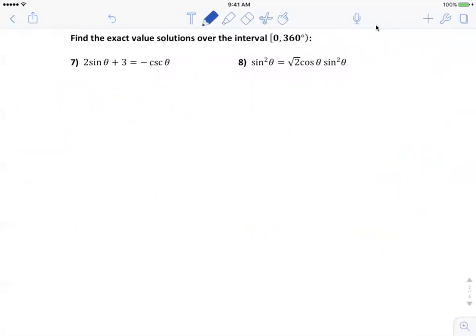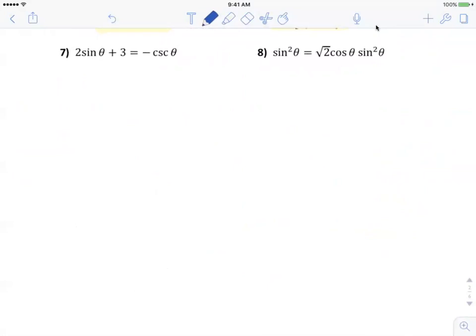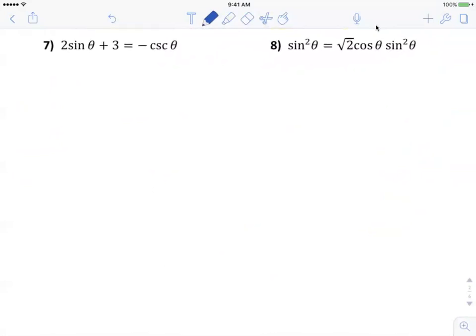This one, notice that our directions are changing. Still got exact value, but now we've got degree mode. So you want to give your answers in degrees for this one. Okay. We got this. So this one, we got a sine and a cosecant. So I would use some identities on this one. Let's get everything in terms of sine first.